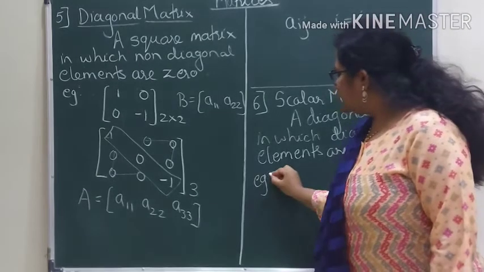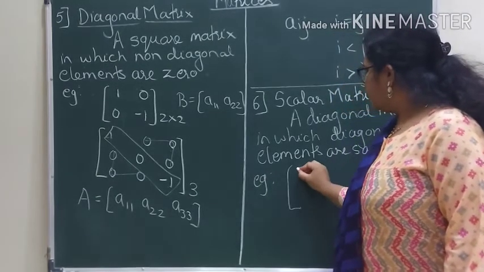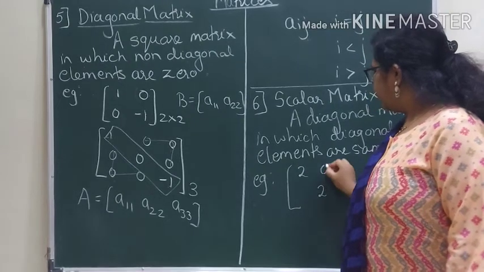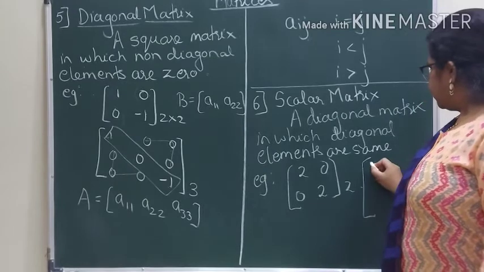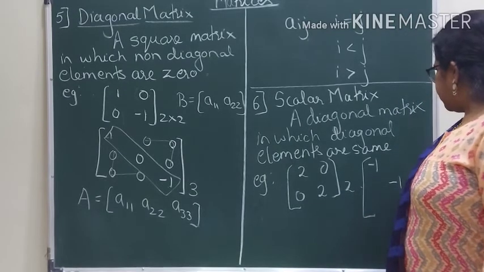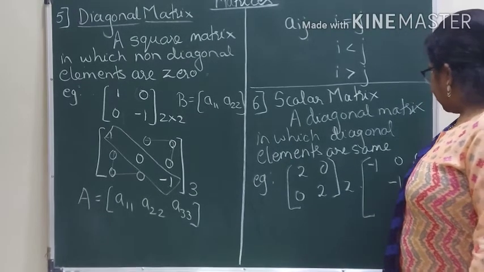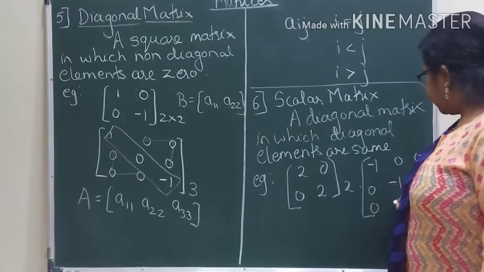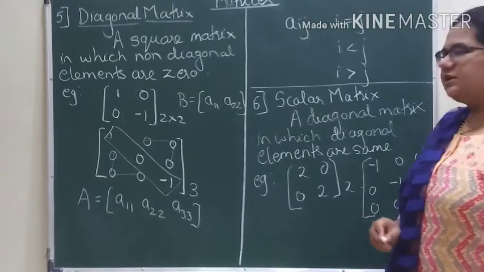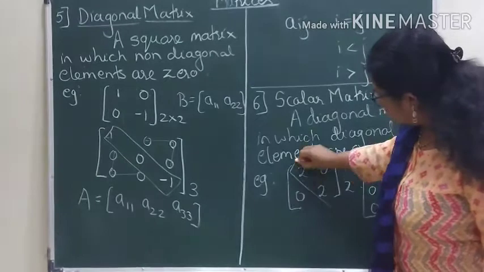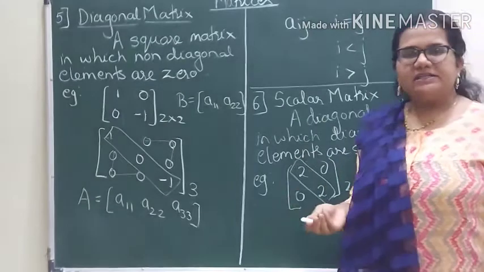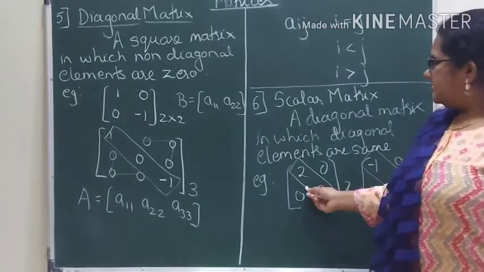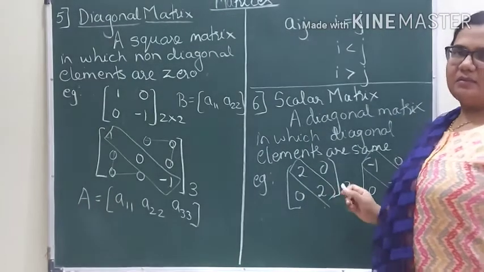What will be the example? If you take 2, 2, 2, 0, 0, an order 2 matrix. You can take order 3 also: minus 1, minus 1, minus 1. Other elements are 0 because it is a diagonal matrix again. This is an order 3 matrix. So you can see these diagonal elements are equal. So if diagonal elements are same, then the matrix is called a scalar matrix.